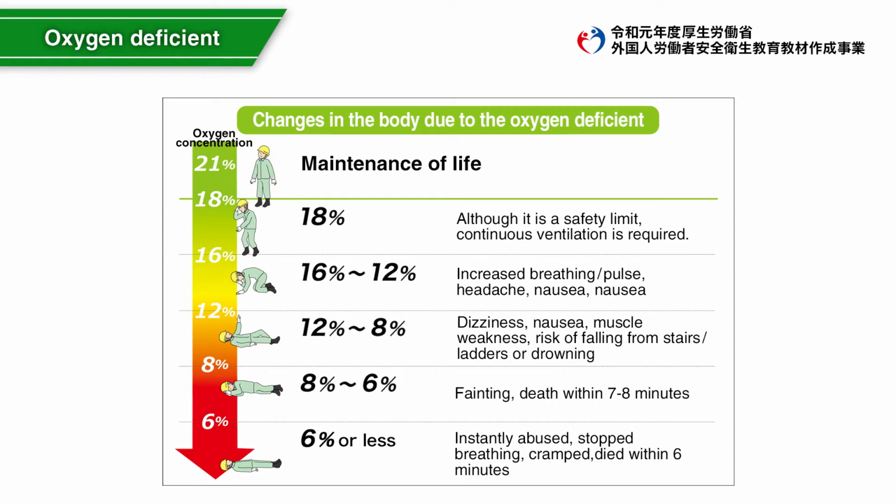About 78% of the components of the air are nitrogen and about 21% are oxygen, which supports the lives of humans and other living organisms. A state where the oxygen concentration in the air is less than 18% is called the oxygen deficient state. A single breath of air with low oxygen levels can be fatal and is very dangerous.